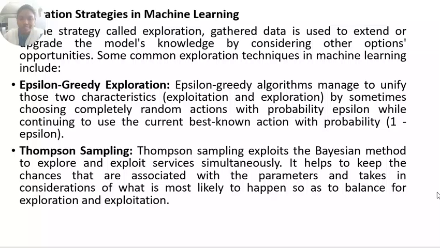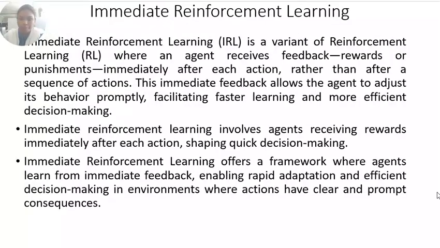Next is Thompson sampling. This algorithm also comes under the exploration strategy. It exploits the Bayesian method to explore and exploit simultaneously. And at the last, there is immediate RL.